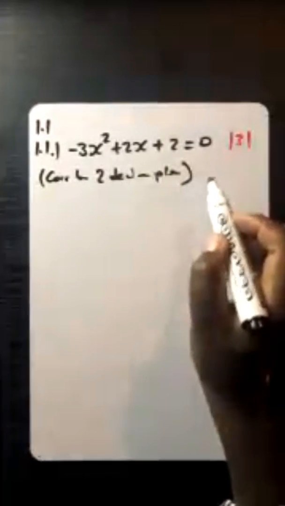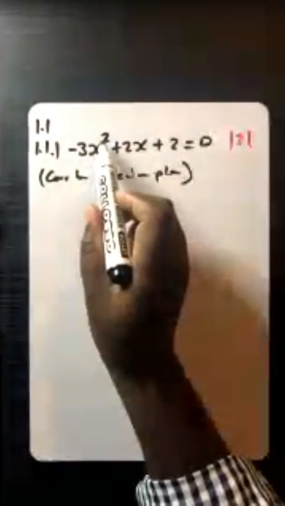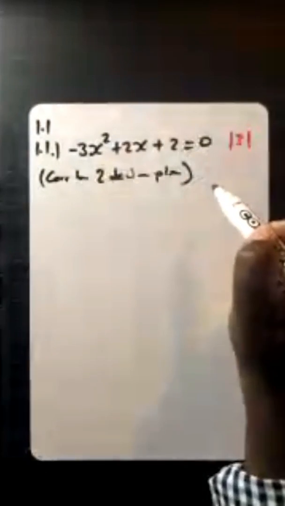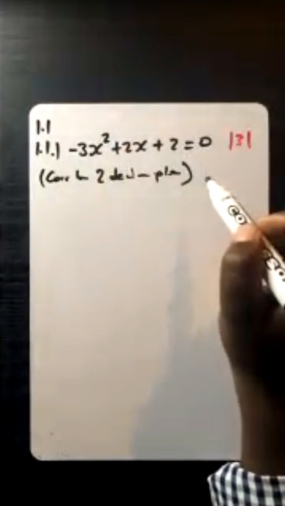So, ladies and gentlemen, we are given a quadratic equation. Why am I saying it's a quadratic equation? It's because of that letter squared. And because I see an equal sign, then it means it's an equation.